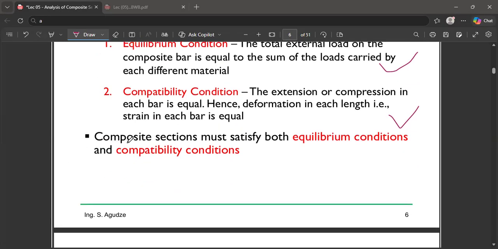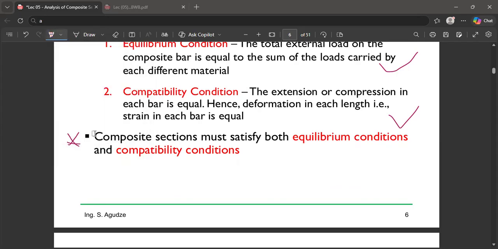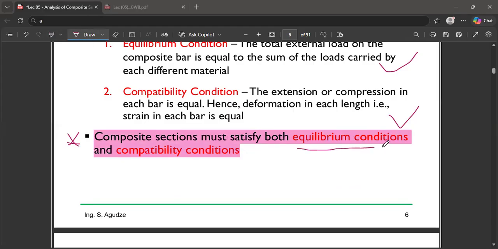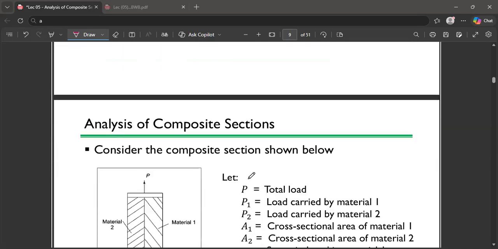Exactly. So let's look at composite sections. We are saying that composite sections must satisfy both the equilibrium and compatibility conditions. So you should take note. This is a very key point to be able to solve composite questions with high accuracy. If you want to be precise, you have to adopt these two things. You should always make sure that your solution is consistent with the equilibrium condition and also the compatibility condition.